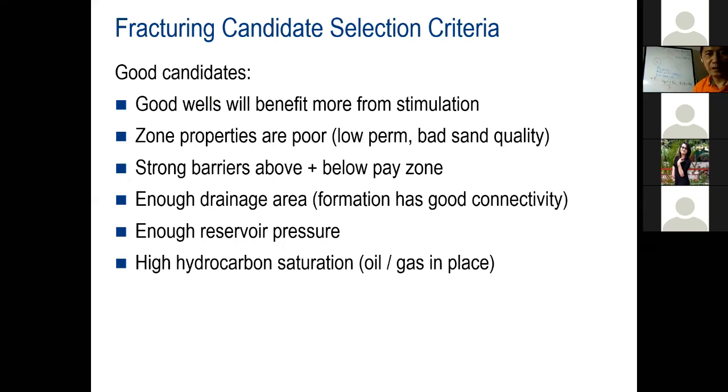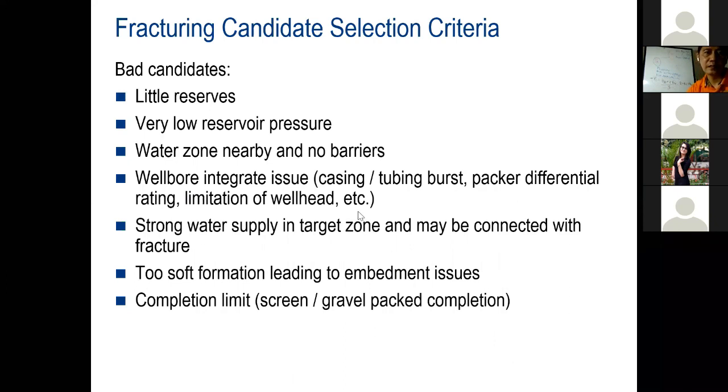Good candidates also have strong barriers above and below the pay zone, enough drainage radius, enough reservoir pressure, and high hydrocarbon saturation, right? The bad candidates are when you don't have a saving, when reserves are not there. You don't want to do it. A very low reservoir pressure. When I say very low reservoir pressure, maybe you ask, hey, I will put artificial lift at the end of the day after the frac job anyway. No, that's not the point.